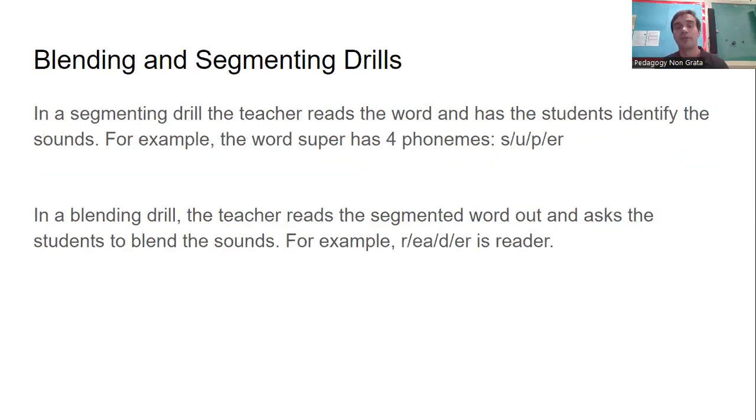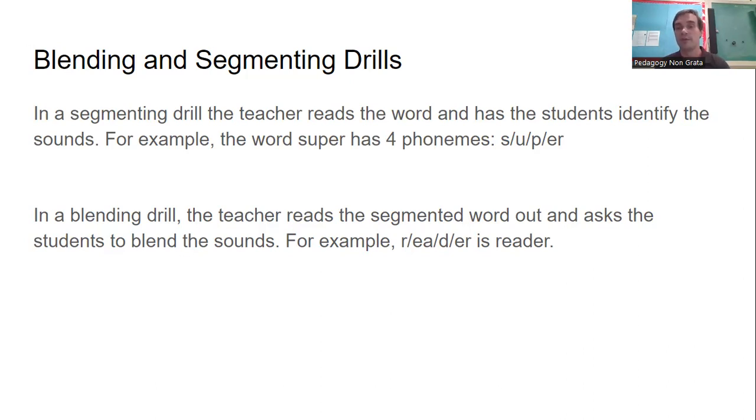So blending and segmenting drills are the 2 types of phonemic awareness drills that we have the strongest evidence for. In a segmenting drill, the teacher reads the word and has the students identify the sounds. For example, the word super has 4 phonemes, s, oo, p, er. So that word was segmented. In a blending drill, the teacher reads the segmented word out and asks the students to blend the sounds. For example, r, e, d, er, is reader.